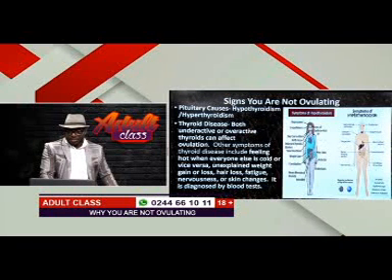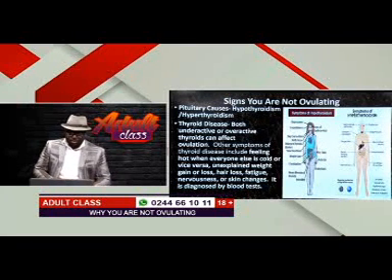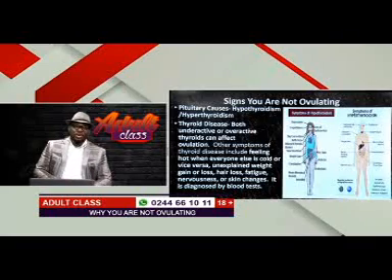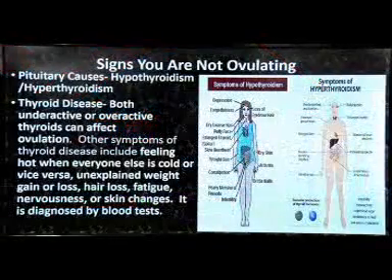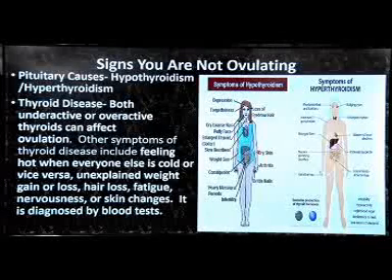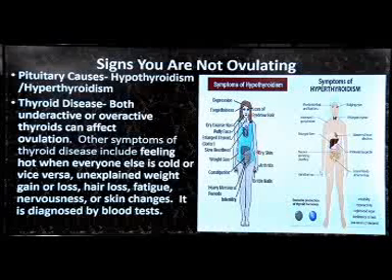And then you can see problems with the eyes, problems with the skin, problems with weight gain, problems with your uterus, problems with your genitals and all that. These are issues that women would normally get when they have an overactive or an underactive pituitary gland. And also, if you have an overactive or underactive thyroid gland, you have all these problems as well.